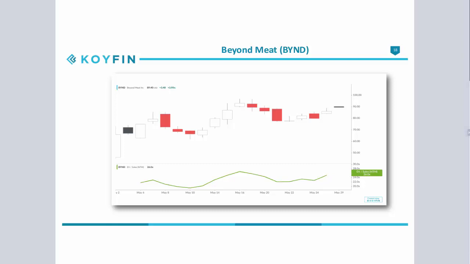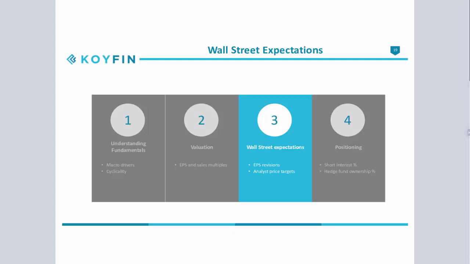So moving on from valuation, I wanted to talk to you about Wall Street expectations. Wall Street expectations are another indicator that's really interesting to follow, because we're observing Wall Street expectations of future fundamentals and how those are changing. And really we'll be focused on 2 things here. One is EPS revisions, and the second is analyst price targets.